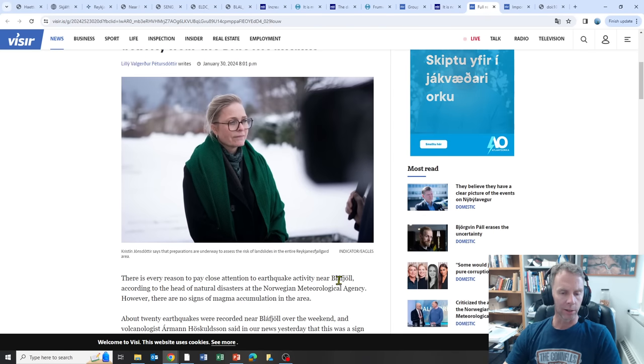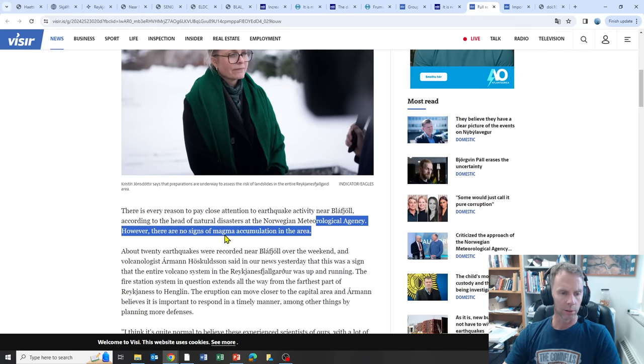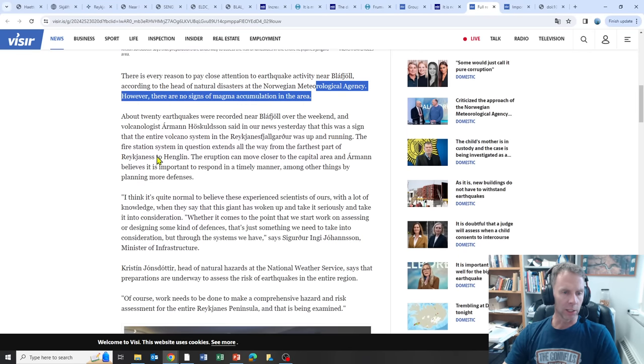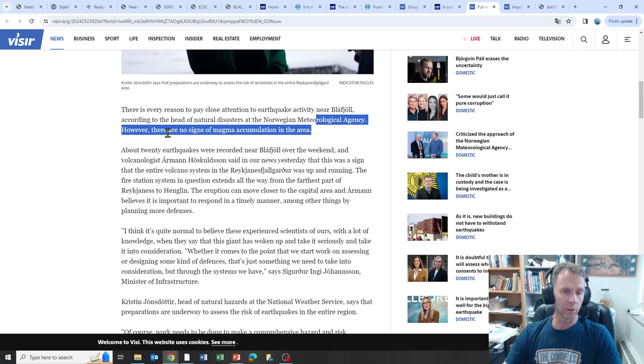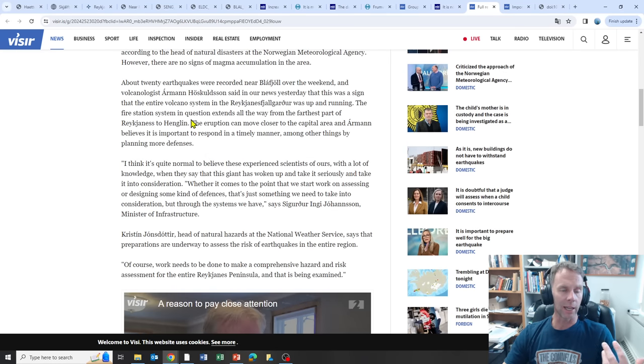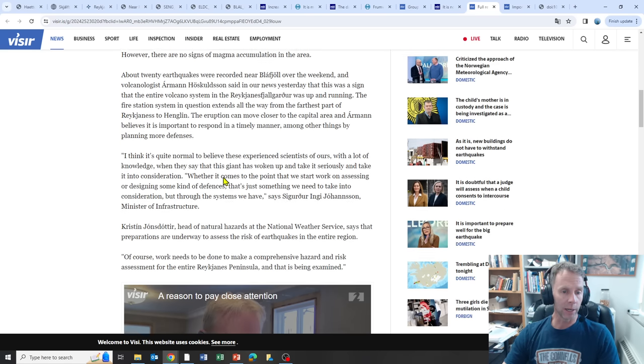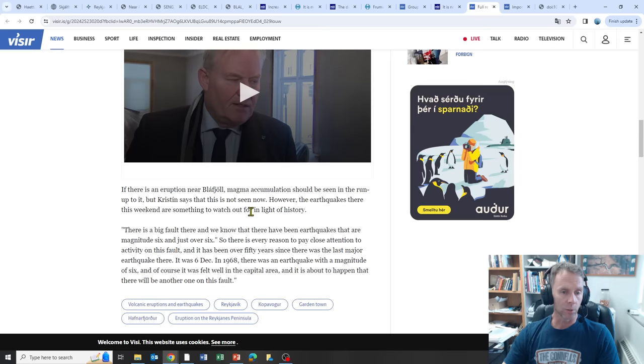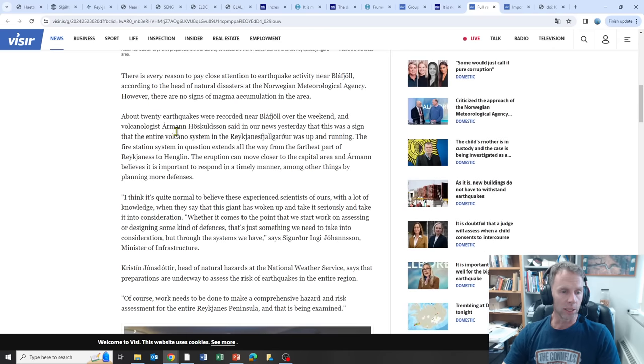The area that shook near the capital is this area here, Bláfjöll. The Met Office director says we should totally pay attention: it's an area that's had historic seismicity, it's had earthquakes in the past, and it's close enough to the capital area that it warrants monitoring. But she also states in here that there are no signs of magma accumulation in the area.